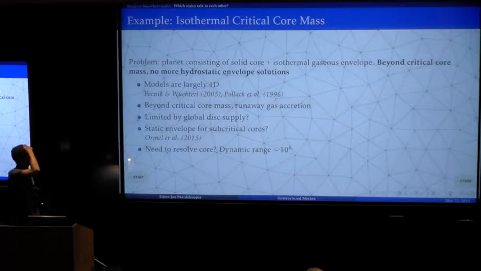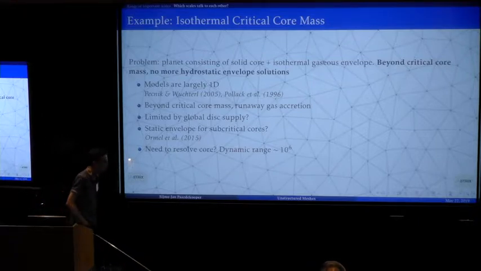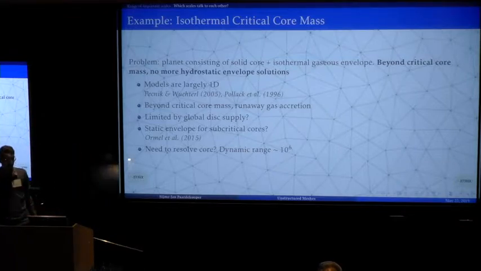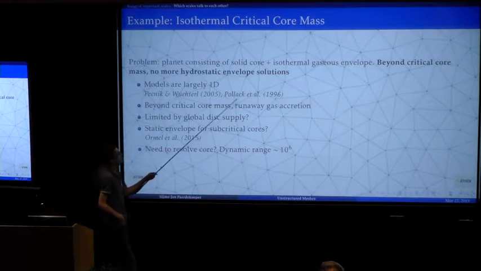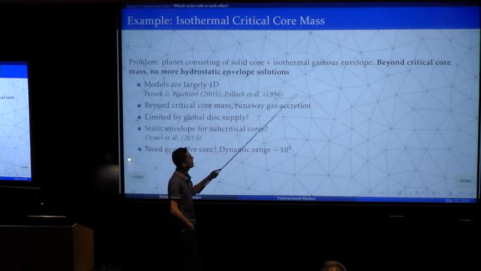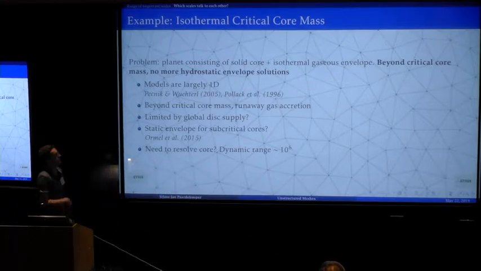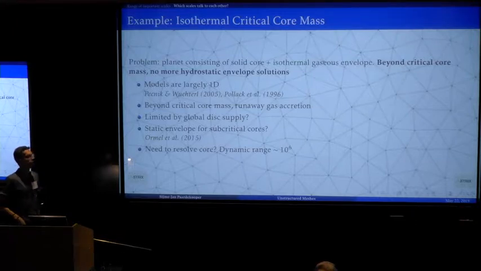A second example that I'm interested in is more of an accretion problem. It's similar to what Chris and Judith had talked about already. So, a very simple setup again: a planet consisting of a solid core with an isothermal, self-gravitating gaseous envelope. And as is well known, there exists a critical core mass beyond which there are no hydrostatic solutions for the envelope that connect to a disk.